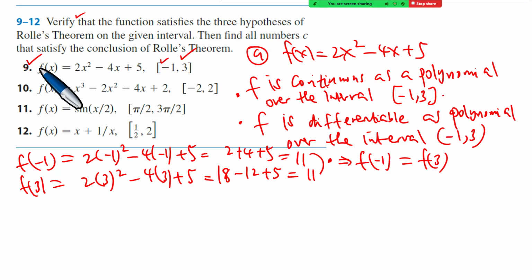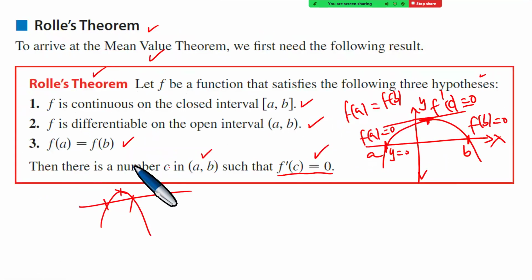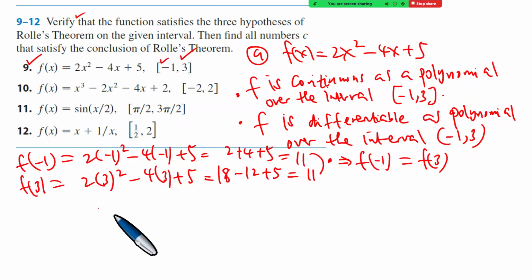Then find all numbers C that satisfy the conclusion of Rolle's theorem. What is the conclusion of Rolle's theorem? The conclusion is that there is a number C in (a, b) such that the derivative of the function equals 0 at C. So we take the derivative of this function.